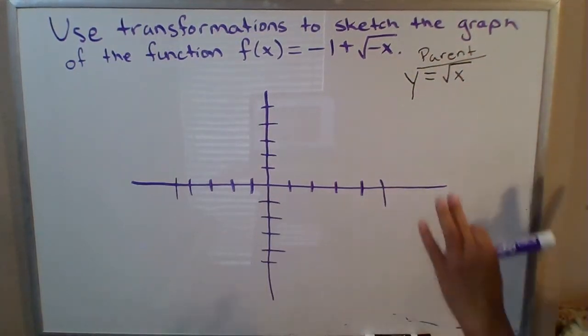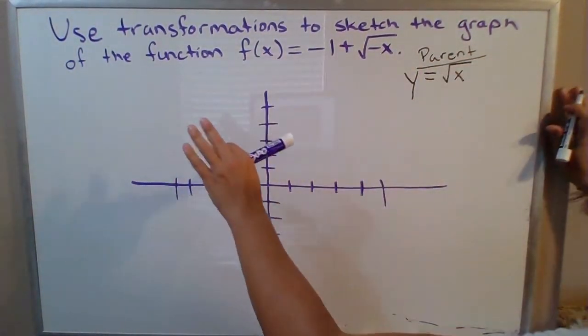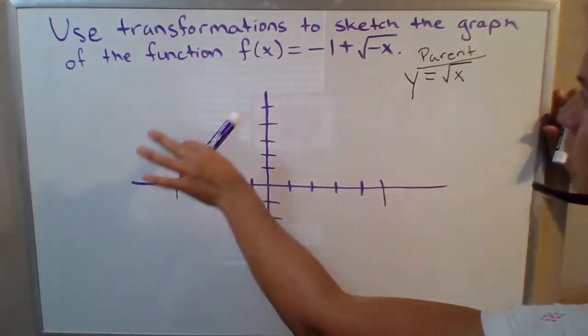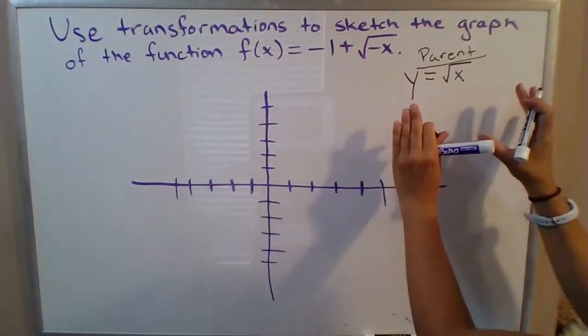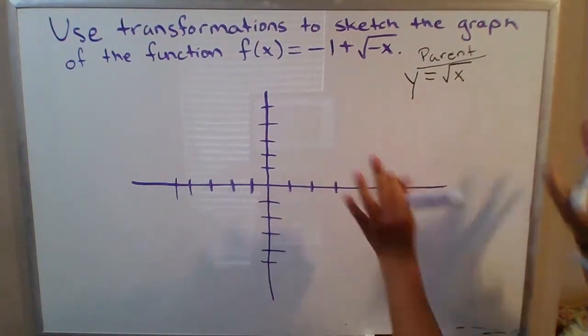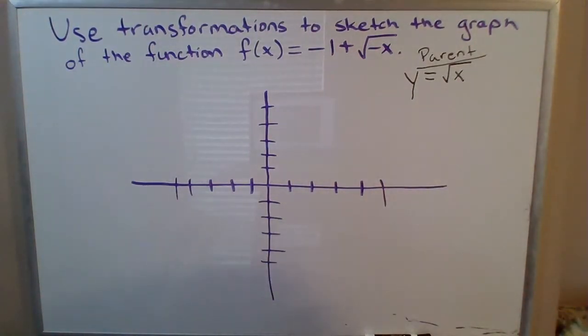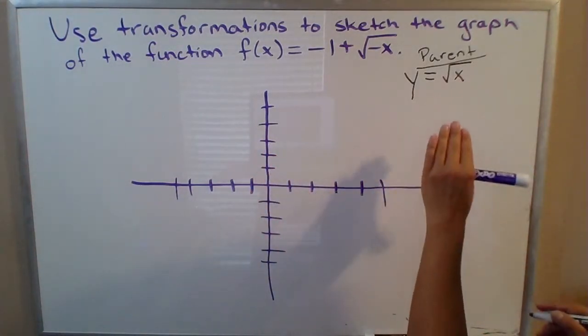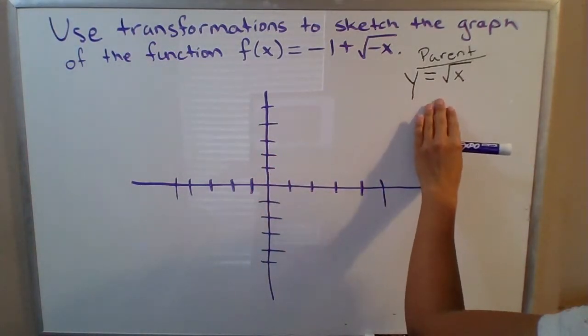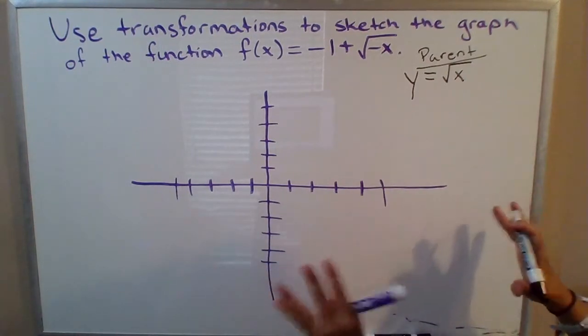This is what we call the parent function for the function given in this problem. So it's just the basic function with everything extra stripped away. So forget the -1 out front. Forget the negative in front of the x. Strip it down to just bare bones, y equals the square root of x. Now, before we apply transformations, we need to get the graph of that basic function on the page, so we have something to transform.